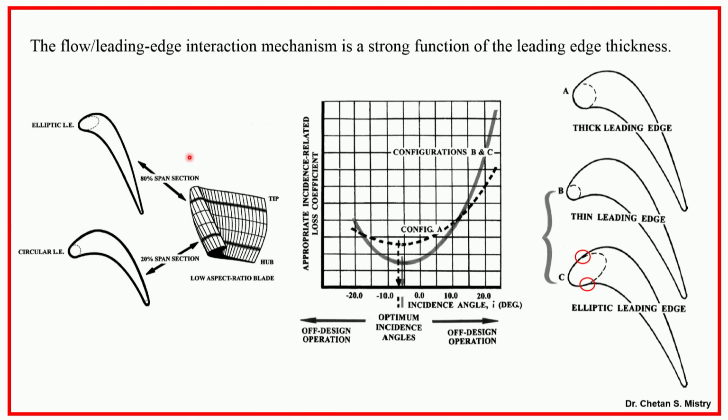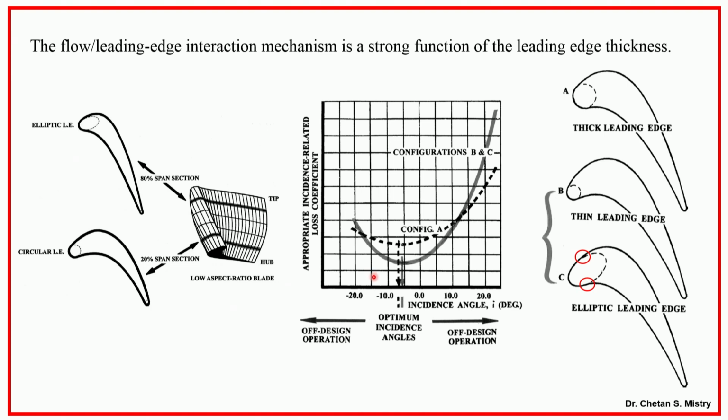Now, let us try to understand the shape of different leading edges. If you look here, there is a thick leading edge, a thin leading edge, and an elliptical leading edge. Now, let us try to understand the loss coefficient versus the incidence angle. When we talk about this plot, particularly configurations B and C, if I have a low incidence angle, then I will have lower losses.